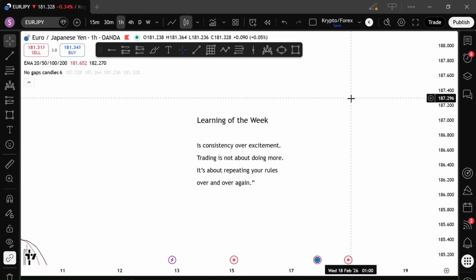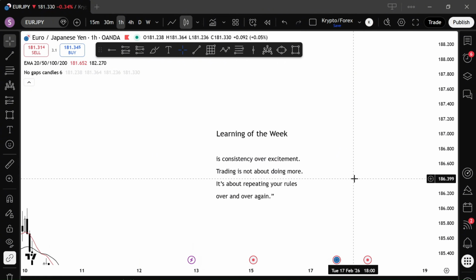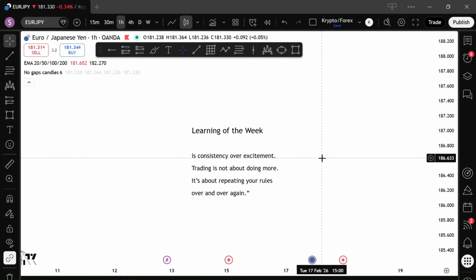So the learning of the week is consistency over excitement. Trading is not about doing more, it's about repeating your rules over and over again. Don't trade just because you feel like trading. Just trade if you see the correct setup.